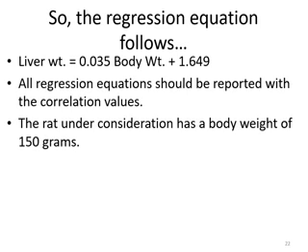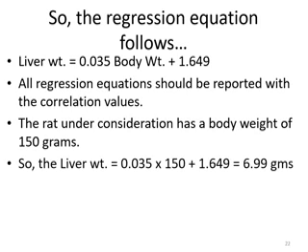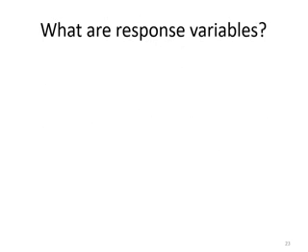So we have now reached an equation. Now we can use this relationship and we can find out the liver weight of the rat in the following fashion. The liver weight of the rat is equal to 0.035, which comes from here, multiplied by the body weight, that is 150 grams, plus 1.649. Now when we replace all these values and do a simple calculation, we find that the value is equal to 6.99 grams. So that is the liver weight of the rat. So using the body weight, we can estimate the liver weight of the rat. This is what we can do with the help of regression, and that is the utility of regression.